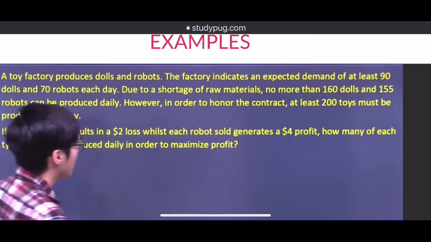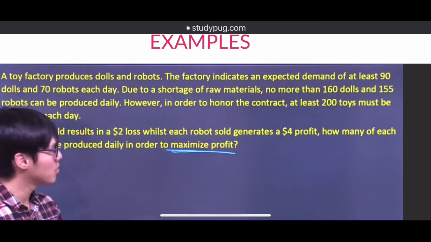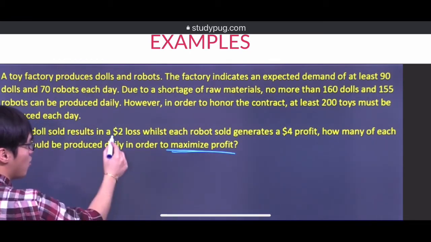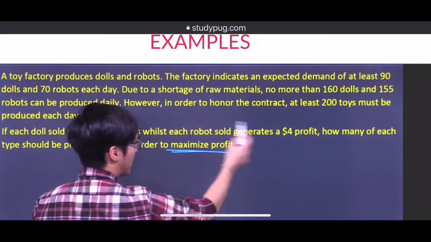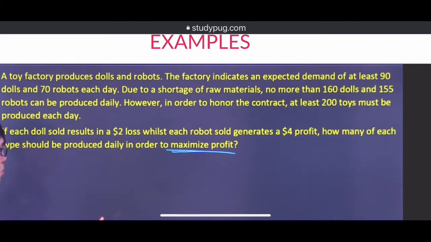Now, again, we want to maximize profit. So we're talking about linear programming or optimization, right? So maximizing profit, first off, we know how much we're earning or losing per piece, right? However, we don't know how many pieces we're producing. So first off, write out the let statement.